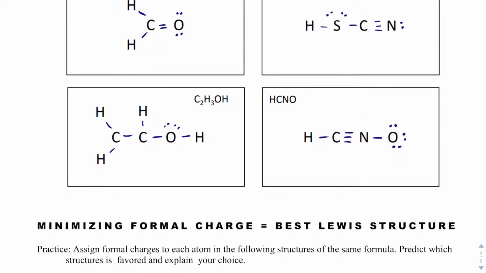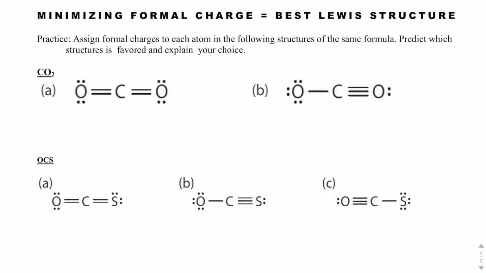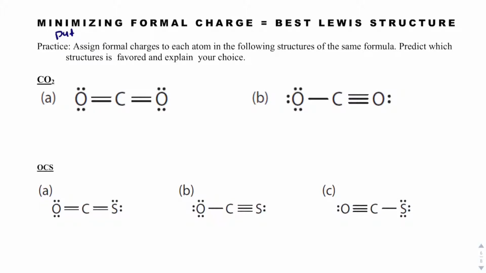Okay, now last thing we'll cover in this video is minimizing formal charge. So what AP could give you is 2 Lewis structures here, and you have to figure out the best formal charge. So minimizing formal charge would be the best Lewis structure, but we also want to put negative charges on electronegative elements.